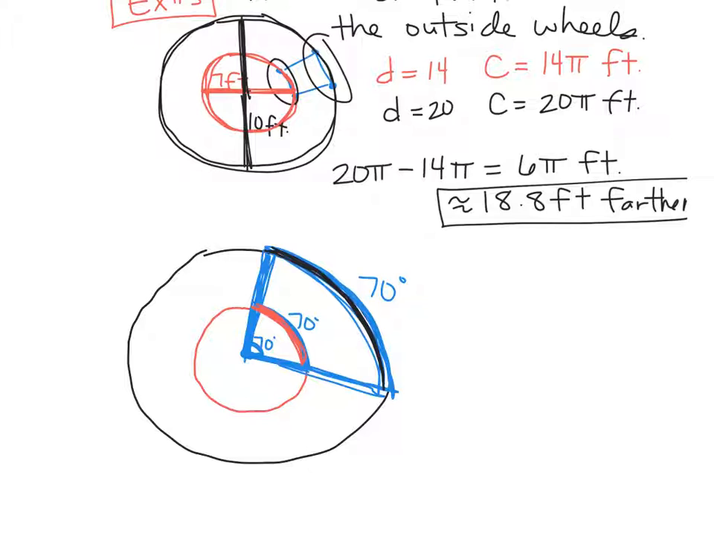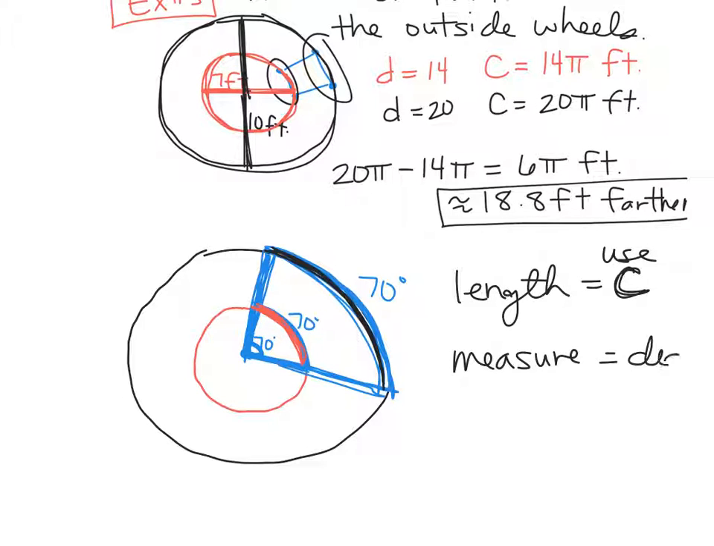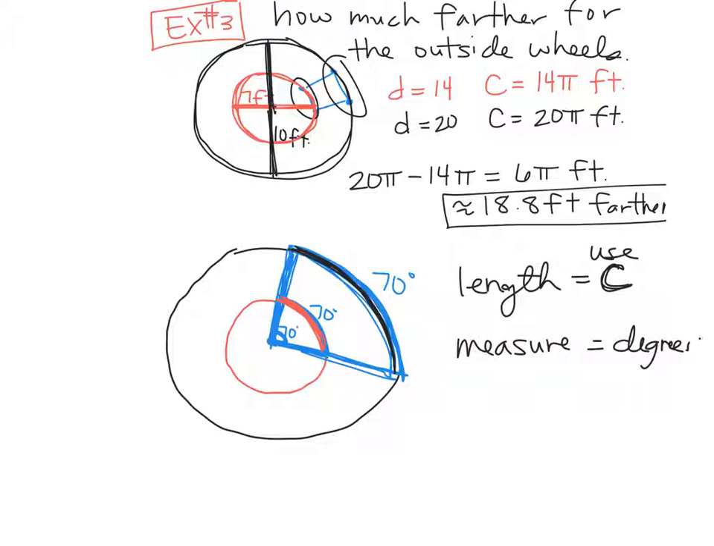When they talk about arc length, they're talking about using circumference to find it. When they're talking about arc measure, they're saying how many degrees it is. Okay? So arc length, you're going to use circumference to find it. Arc measure, it's going to be degrees.